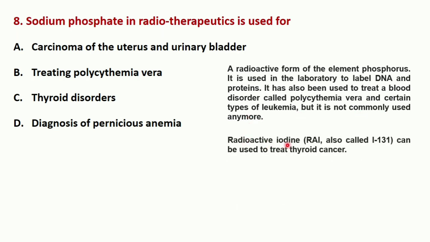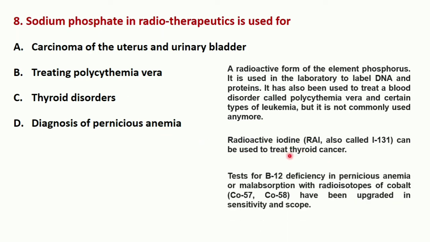And radioactive iodine, we know that it is mostly preferred in the treatment of thyroid cancer. And the test for B12 deficiency in pernicious anemia, a malabsorption, uses radioisotopes of cobalt. So in the diagnosis of pernicious anemia, the radioactive metal we use is cobalt 57 or cobalt 58. In the thyroid they use iodine 131, and in pernicious anemia they use cobalt 57 or 58, but in the case of treating polycythemia vera they use sodium phosphate.